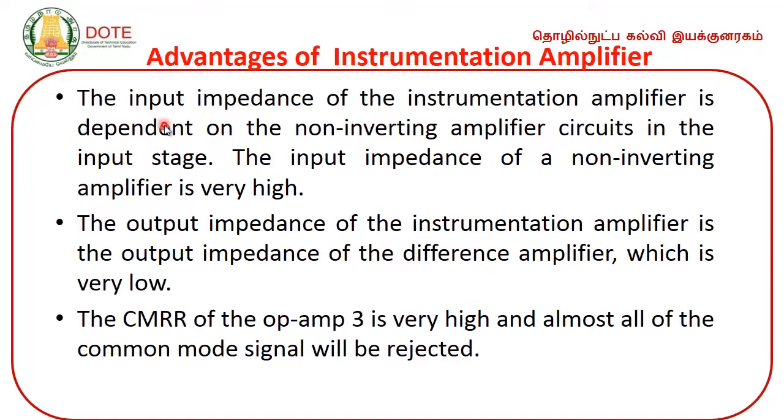So what are the advantages of instrumentation amplifier? The input impedance of the amplifier is dependent on the non-inverting amplifier, which is very high. So that is one of the advantages. Output impedance depends on the differential amplifier, it is very low. So the common mode rejection ratio is very high. So it will reject the common mode signal and it will accept only the differential signal. Output voltage expression we saw, in the output voltage paathom V1 minus V2 da amplify agudhu. So it is differential voltage.